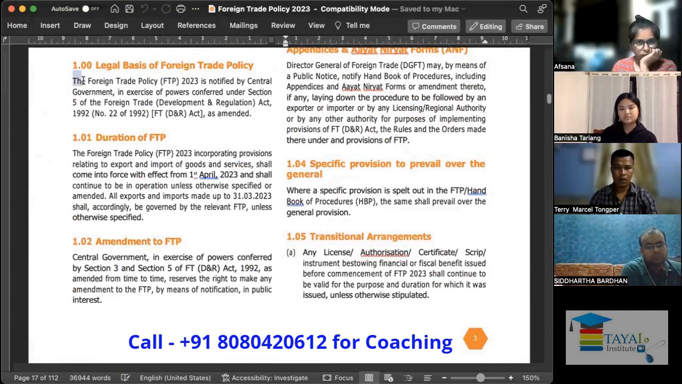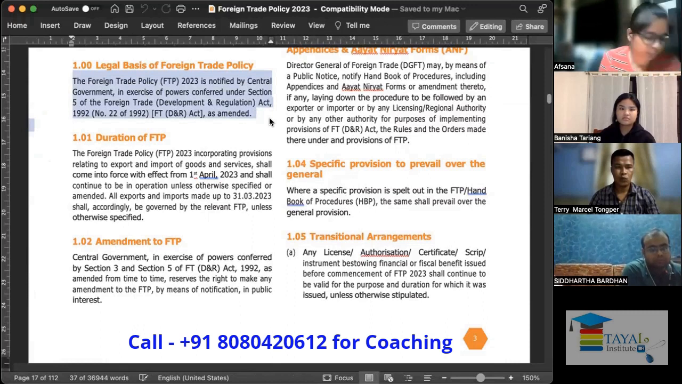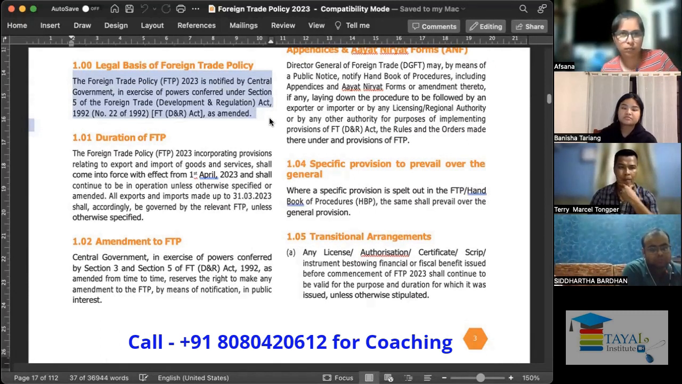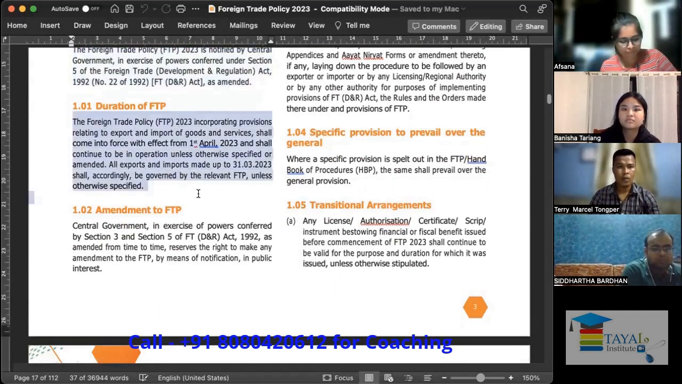Point number 1. This is already known to you. Just read by yourself. I'm not reading it. What does it say? Any clarification required in point number 1? Apsana, Panisha, Terry, any question in point number 1? Actually, there is nothing to ask. Right? This we have already done. This is important, point number 1.